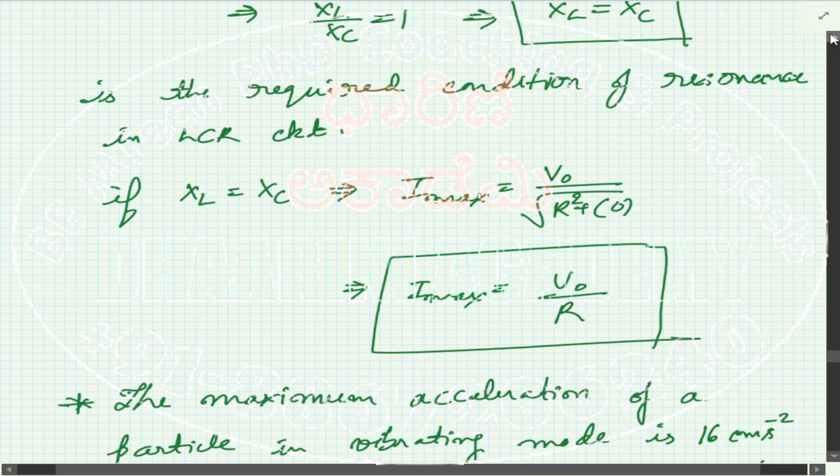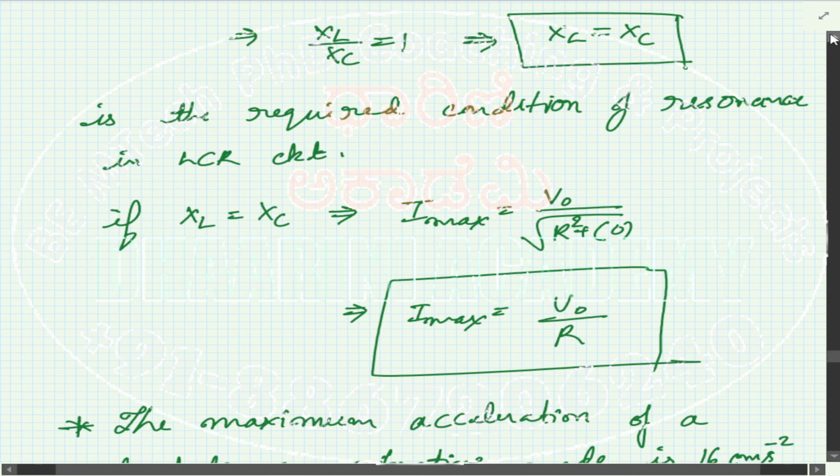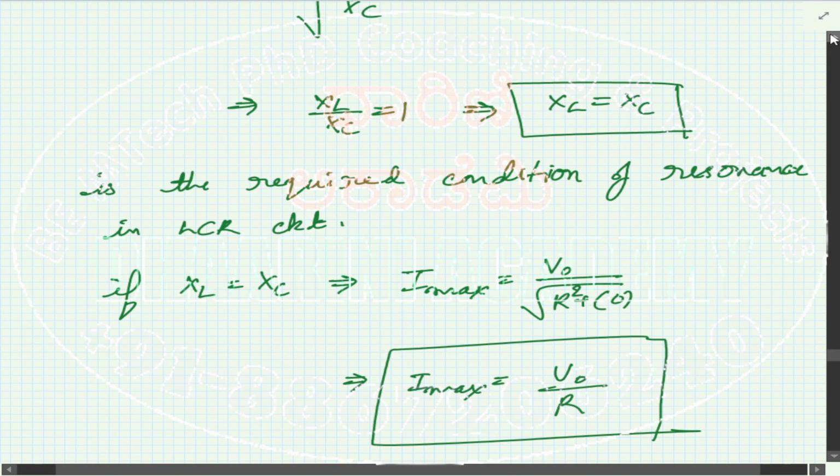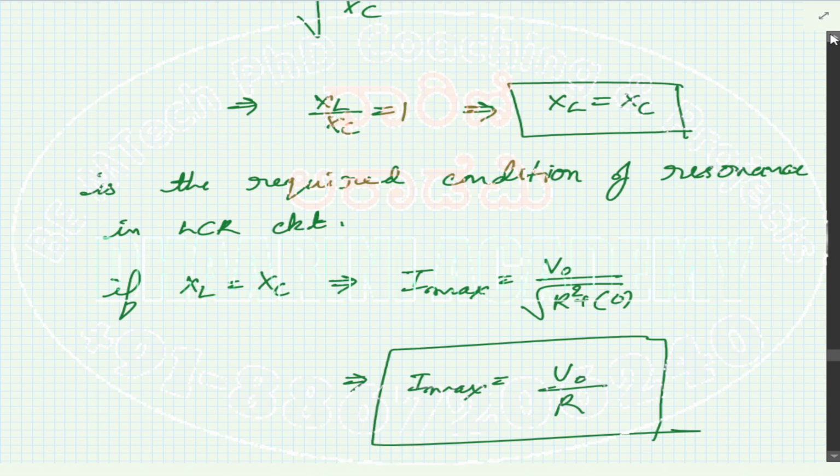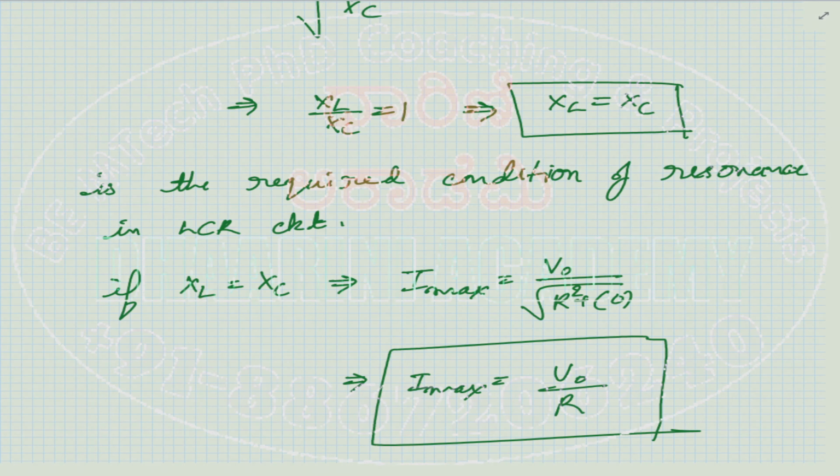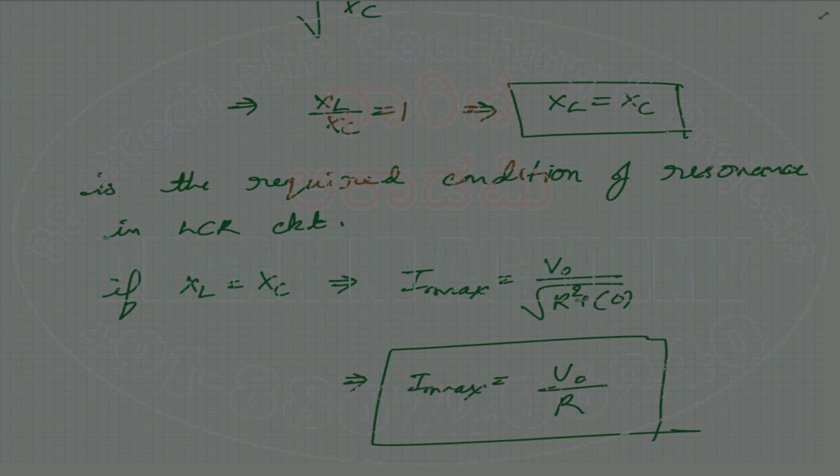Using the same thing, we can find the maximum current, because when you have resonance, the current becomes maximum in a series LCR. Simply we calculate I max equal to V naught by R. This is the whole theory part of the process, and we can use it in various applications.